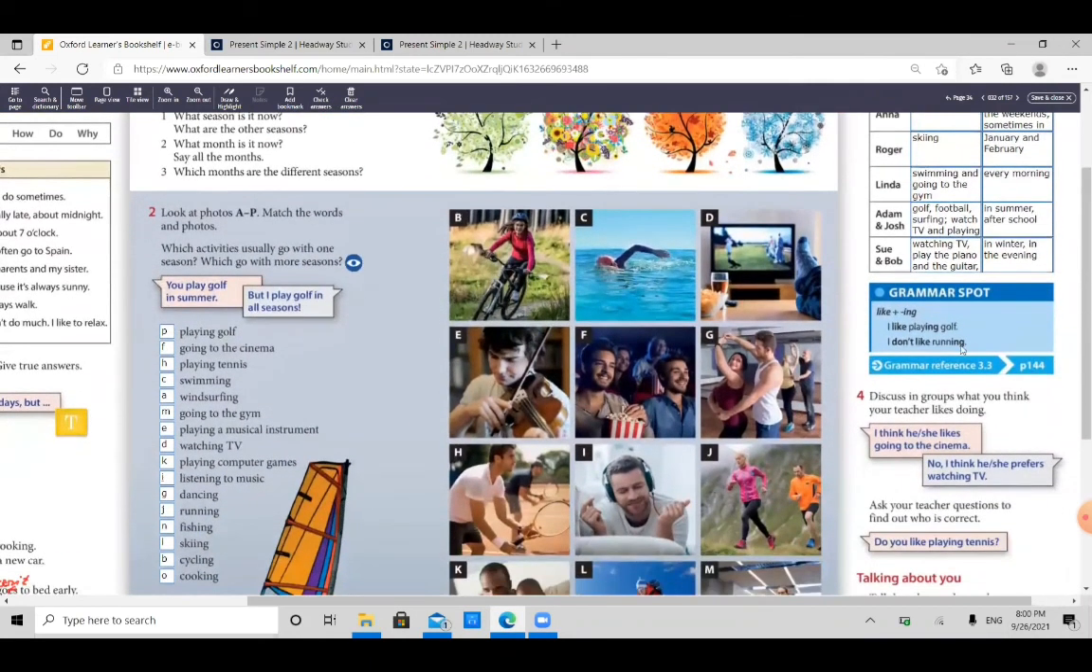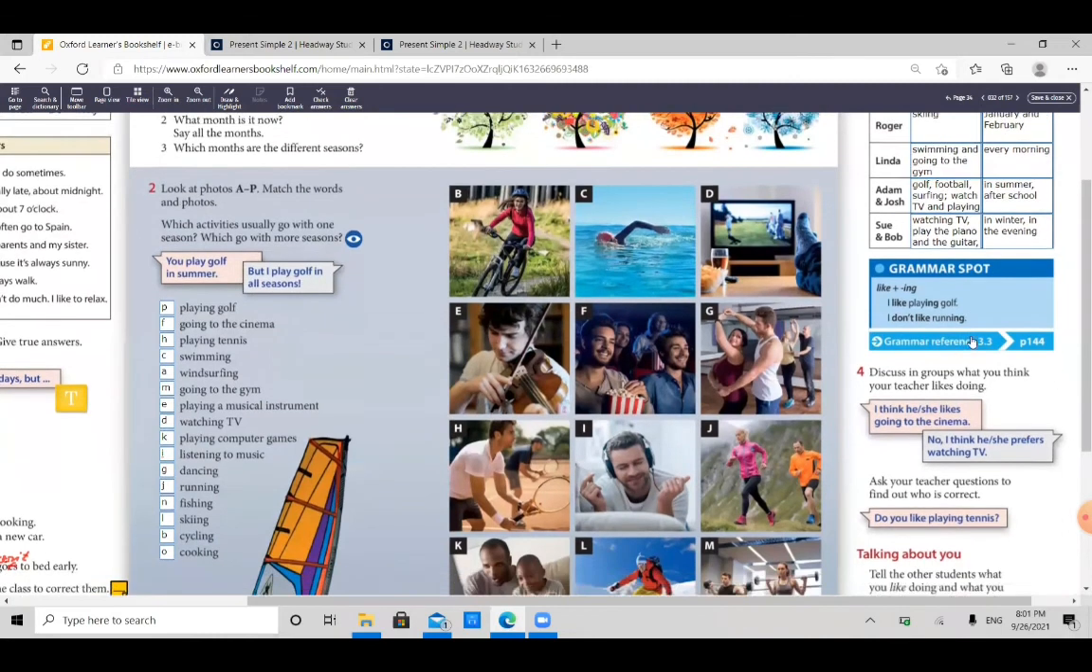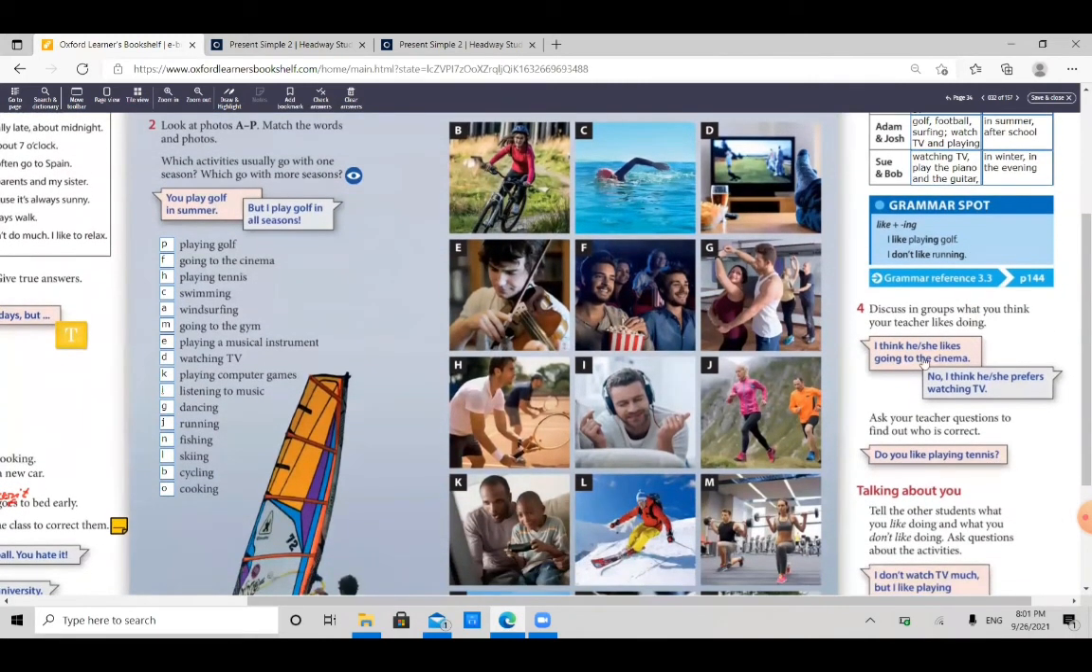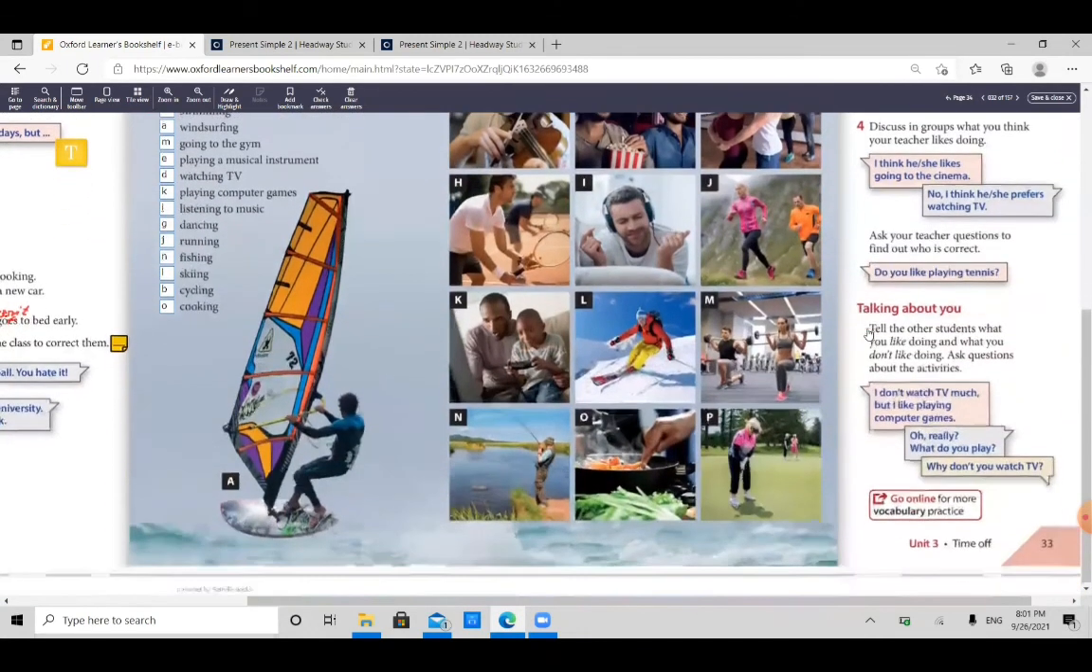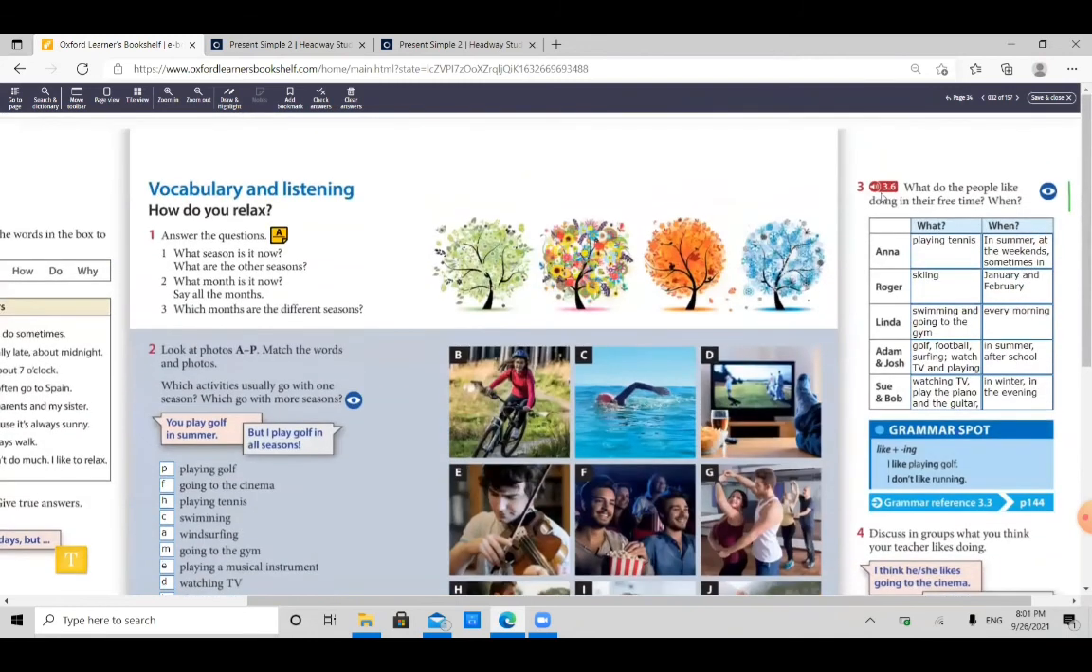So the grammar spot here says like plus ing. As we said, any activity that ends with ing, use like before it in order to tell your feelings about this activity. I like playing golf. I don't like running. Okay. Now I think he likes or she likes going to the cinema. As you see, likes with ing. Okay. And so on. So if you can write some sentences about these people for the next class.